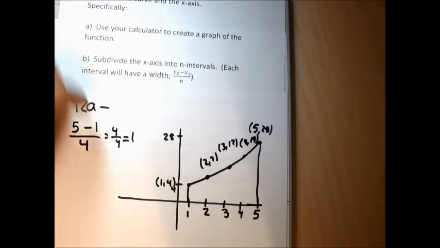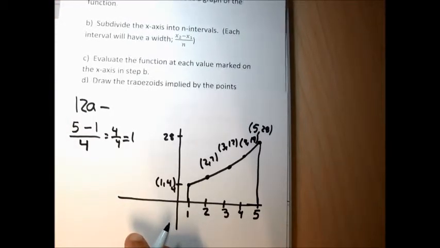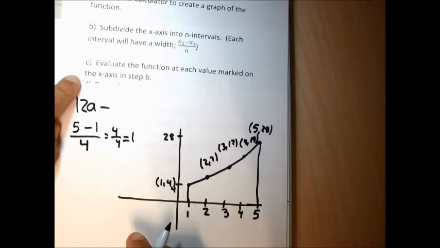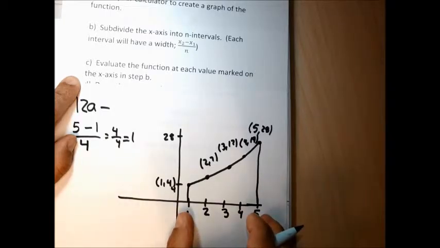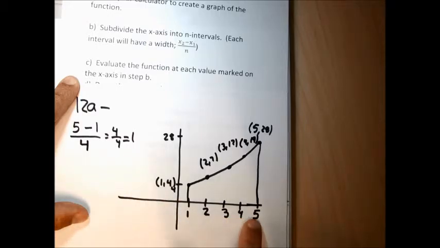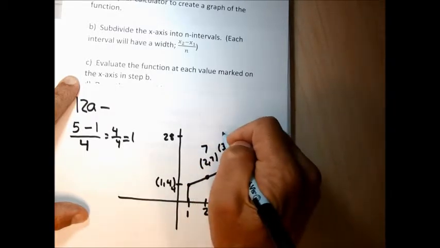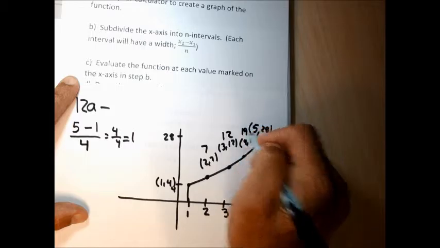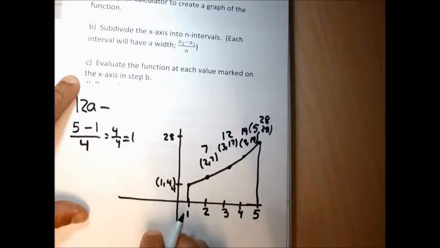I've subdivided the x-axis, so that's part B. And then for part C, evaluate each function at the value that you put on the x-axis. So this is all A, B, and C together. I used my calculator to create a graph. I figured out how far I needed to make the numbers on the x-axis apart, wrote the numbers on the x-axis, and then I used my calculator to get a y value of 7, a y value of 12, a y value of 19. I already had a y value of 28 and a y value of 4.